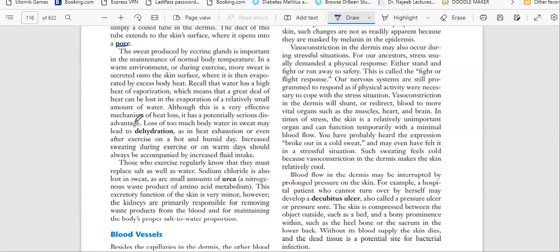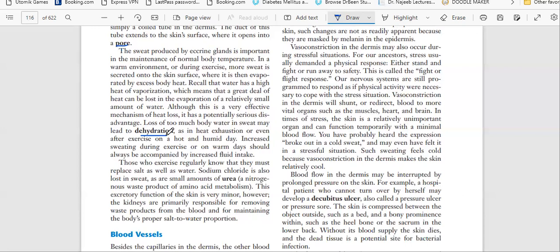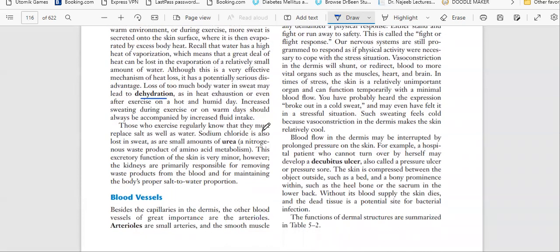Although this is a very effective mechanism of heat loss, it has potentially serious disadvantages also. If a lot of sweat is lost from our body, what will happen? Dehydration will happen. In a warm environment, we get sweat and we will have thirst. Basically, why is this happening? Because the sweat glands are secreting sweat from the body. Those who exercise regularly know that they must replace salt as well as water.